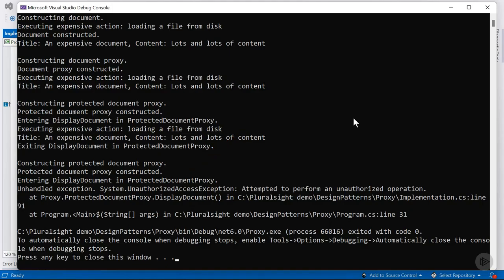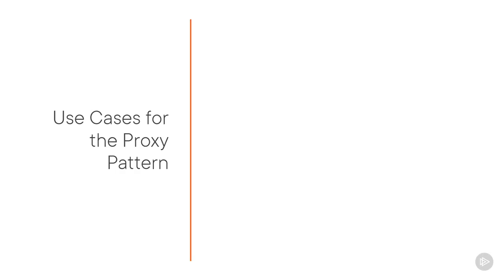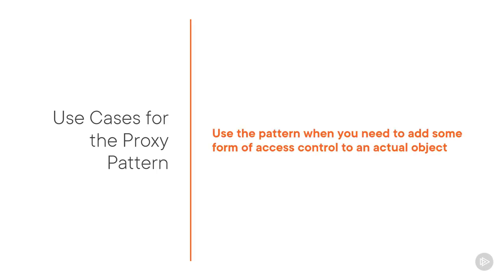Let's continue by having a look at the use cases for the proxy pattern. The basic use case for this pattern is when you need to add some form of access control to an actual object, something that's more sophisticated than a simple object reference. The use cases come from the pattern variations. So let's have a look.